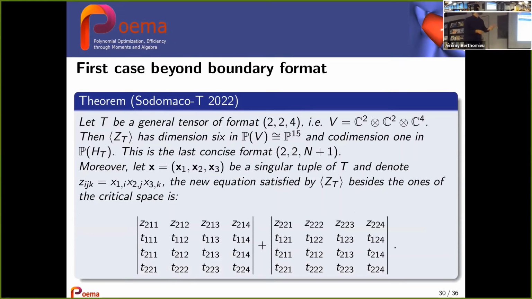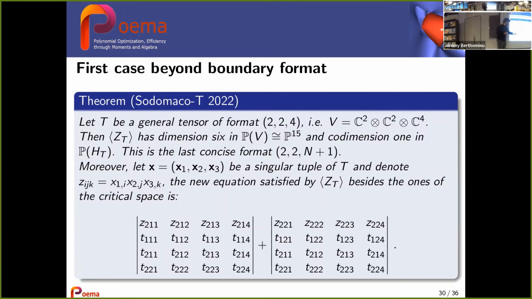So this year, together with Luca Sodomaco, we started to analyze what happens when this boundary format condition is removed. So the first case is the format 2 by 2 by 4. And what we found is that a different behavior already happens. We have that Z of T has dimension 6, and the critical space here has dimension 7. So we have a codimension 1 now.